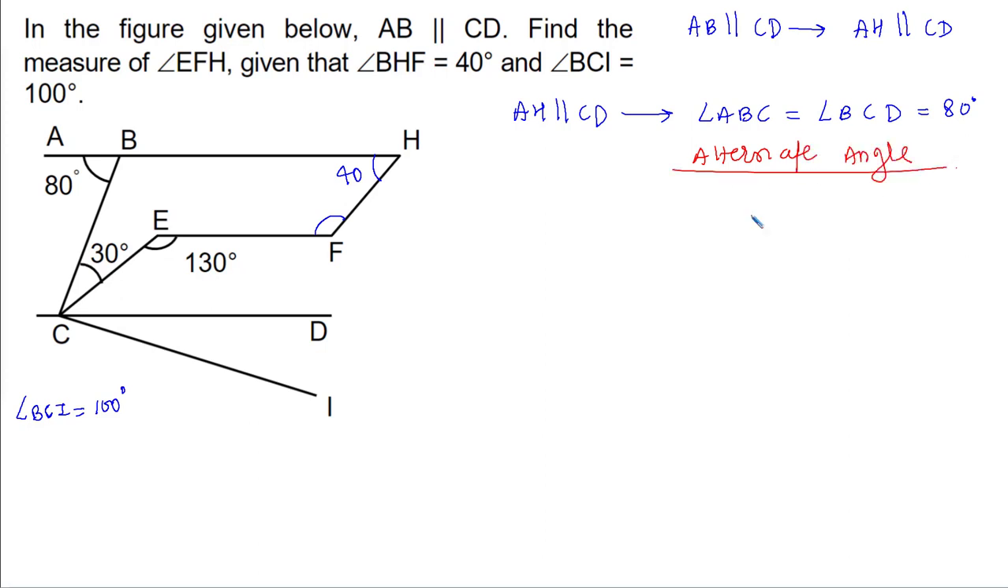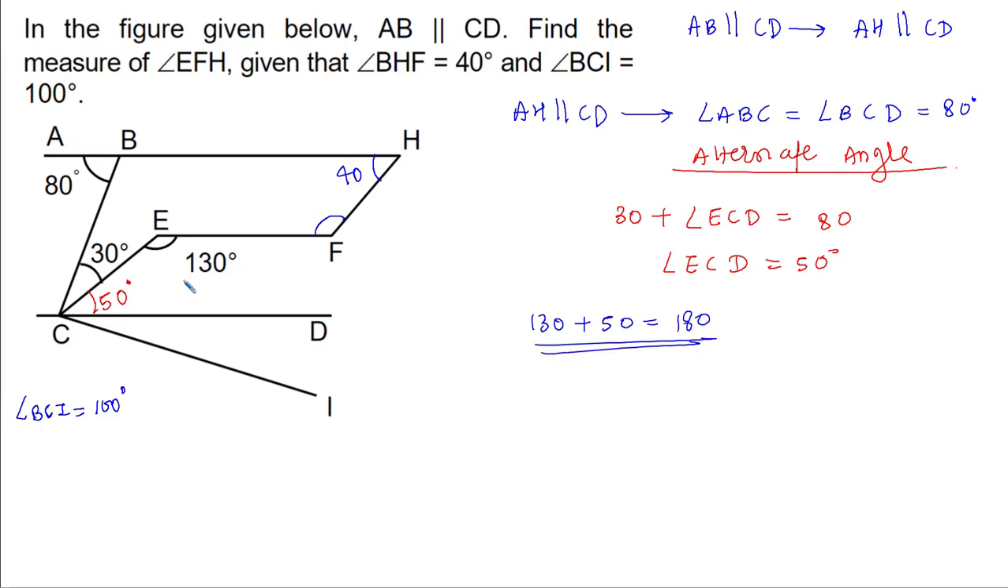So now from this, can I say that 30 degrees plus angle ECD is going to be how much? Is going to be 80 degrees. So from this we can say that angle ECD is going to be 50 degrees. So over here what we can see is that 130 degrees plus 50 degrees is equal to 180 degrees. So from this we can say that EF is parallel to CD.